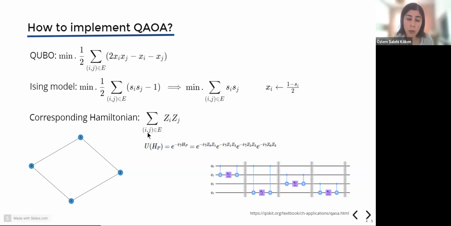Here we have a summation over all possible edges. There are 4 edges, so there will be 4 terms. Z0, Z3, Z3, Z2, Z2, Z1, and Z1, Z0. And those are the corresponding gates. So this is for x01, so this is Z0, Z1. This is how you implement it. You have a CNOT, you have this parameterized RZ gate, and you have CNOT again. And this is for 03, for instance. So this is the current state of the art implementation for QAOA in general.